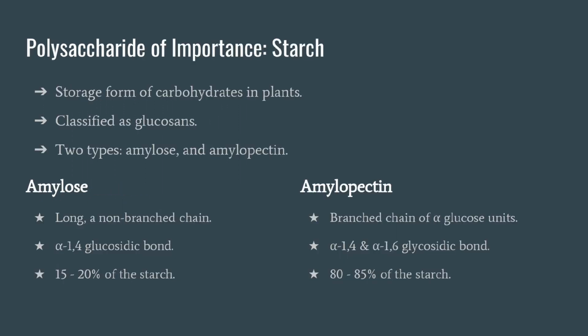Now, let's focus on the most important polysaccharide, which is starch. Starch is said to be a glucan since it's made of glucose. It has 2 types: the long non-branched amylose, which has the alpha-1,4 bond and forms 15 to 20% of starch in granules, and the branched amylopectin, which has the alpha-1,4 and alpha-1,6 bonds, and it forms 80 to 85% of starch in granules.